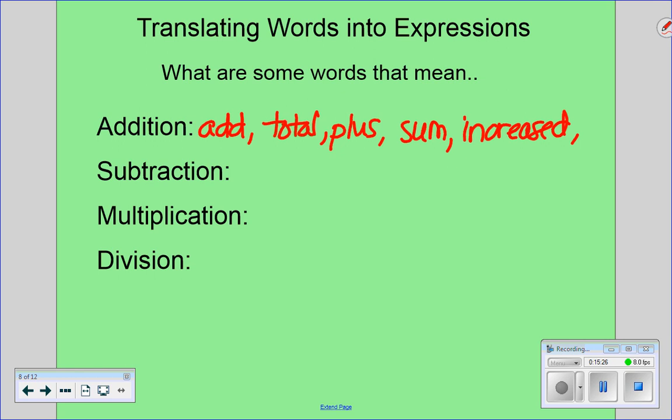Subtraction. What words do you have for subtraction? Somebody I haven't heard from, because there's a lot of them out there. Yeah, Ethan. Subtract. Gabe. Yes. Even just the word less, watch out, because if it says less, then that also means subtract. Yeah. Minus. Yeah, Aspen. Decrease.